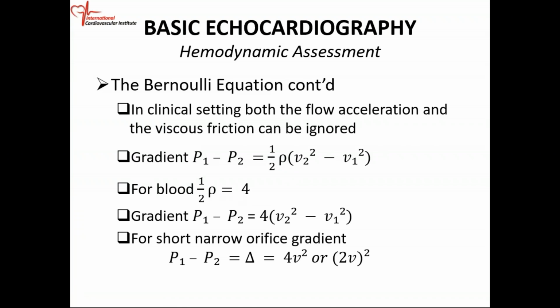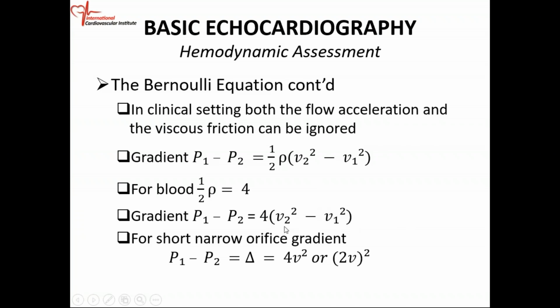Okay, because the mass density of blood is about 8, it will be half of 8, which is equal to 4. So gradient is equal to 4 times your velocity difference squared. But remember, it's a short segment, the stenotic area is short, so you can ignore V1.